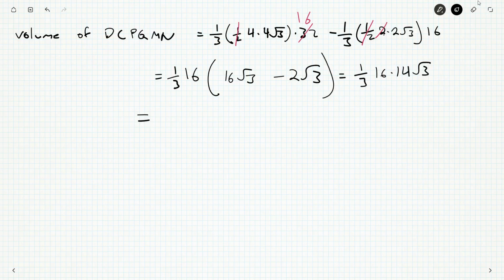But you can say, well, what's 16 times 14? They're both 1 away from 15. 15 squared is 225, so 225 minus 1 is 224. 224 root 3 over 3, and 224 is not divisible by 3, so there's nothing we can do there. And I'm saying at long last, this is over. Okay. So, that should be our answer here.